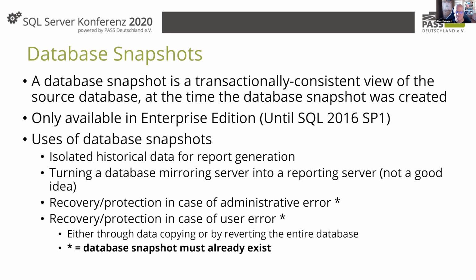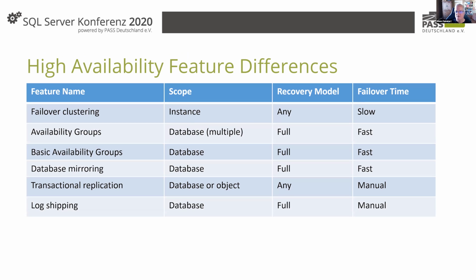Snapshots used to be only available in Enterprise Edition, but they were added to Standard Edition in 2016 SP1. So they are available. So here's some of the feature differences. This chart's kind of handy. If you look at these different features, failover clustering is an instance level protection. So that's what the scope means. And you can use any recovery model you want. So if you want to use simple recovery model, or if you want to be able to switch to bulk logged when you want to, failover clustering lets you do that. Now the downside is that the failover time is relatively slow with failover clustering.